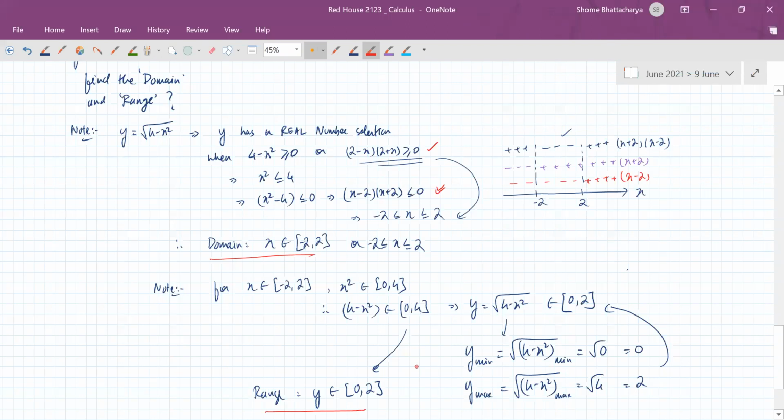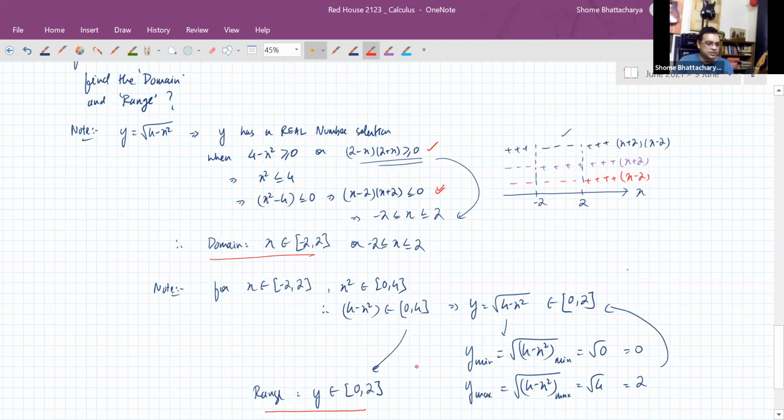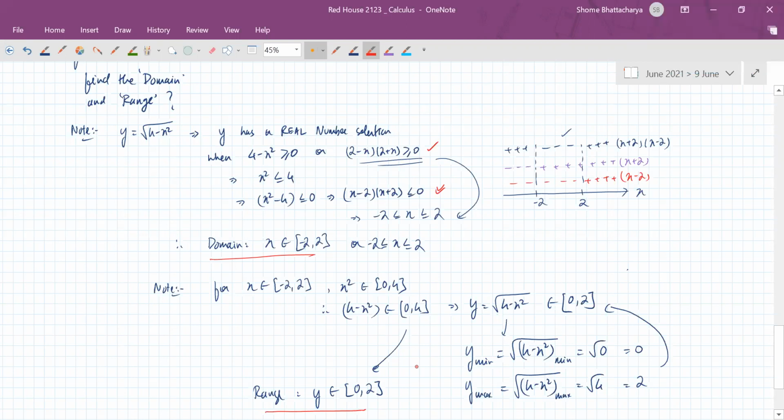How did we get x square belongs to [0, 4]? Because if x is ranging from -2 to 2, you can see x square's minimum value is what? 0. But the maximum value is what? 4. Two square is how much? 4, no? Similarly, -2 square is how much? 4.